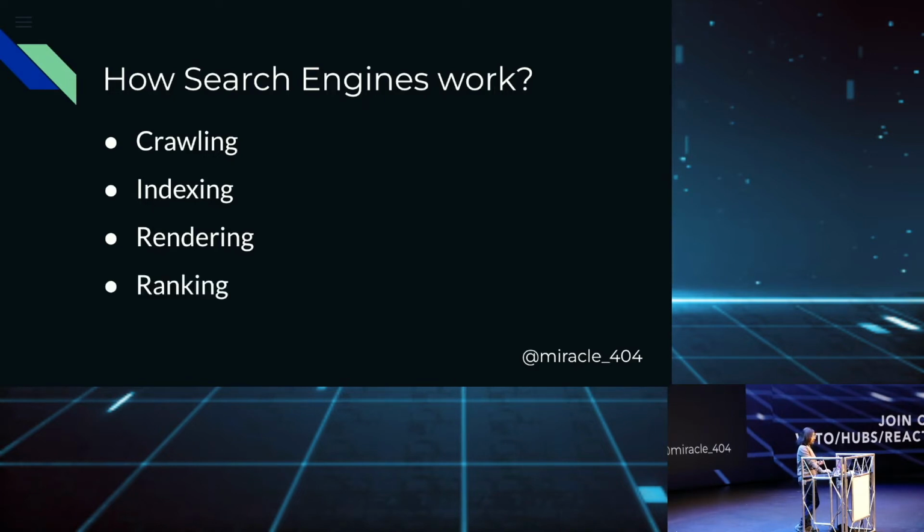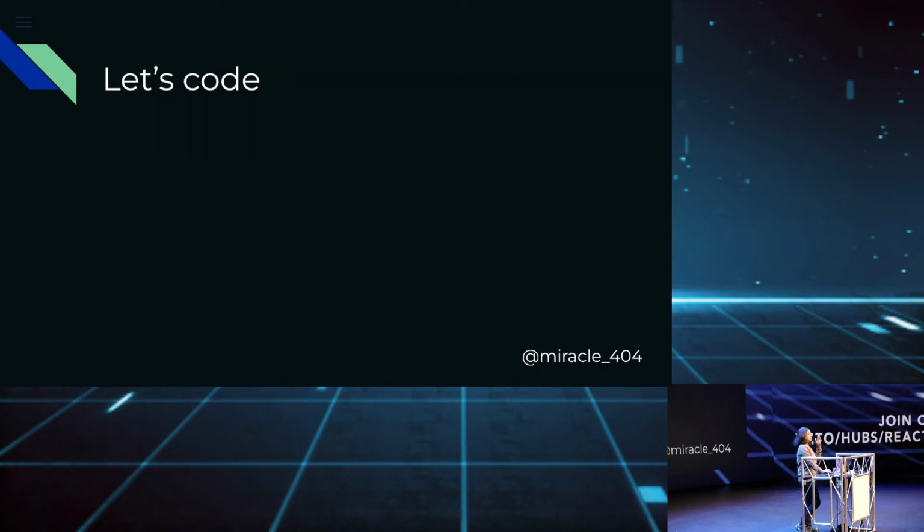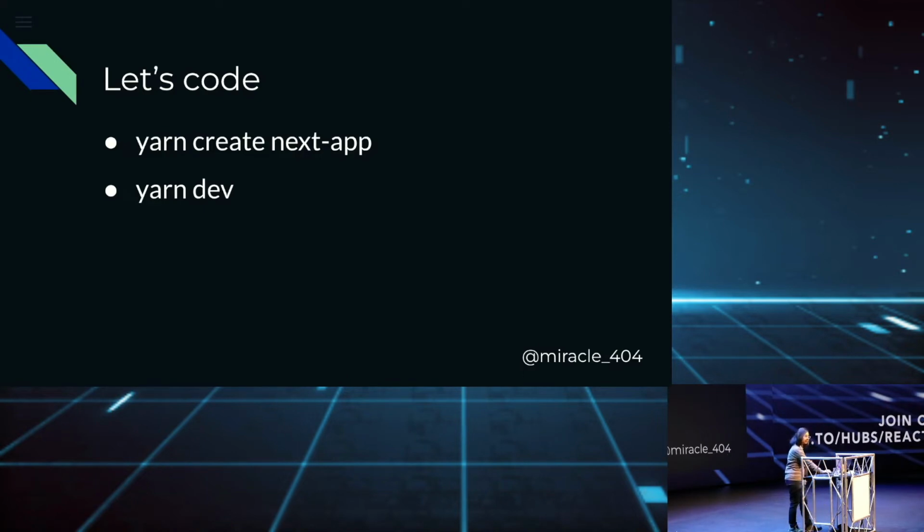So, done with definitions. Okay, I didn't press enter. Okay, so let's see some code. We will start with basics. We are going to create a Next application, which I already did, by the way. So yarn create next app, and then we are going to run the development server, and then run the Lighthouse audit without changing any code, just to see what it is for now.